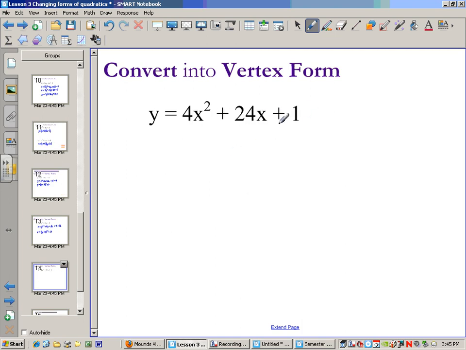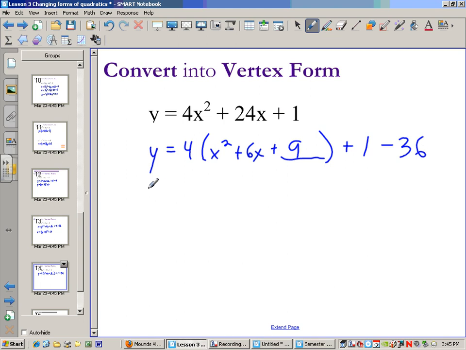Now, if it looks like this, we have to get the 4 out of this. So we take a 4 out of the equation first, so it's x squared plus 6x. I have to add a 9 here, but really I'm not adding 9 to the right side. Really I'm adding 36, so I have to subtract out 36. So it's going to be 4 times (x plus 3) squared minus 35.